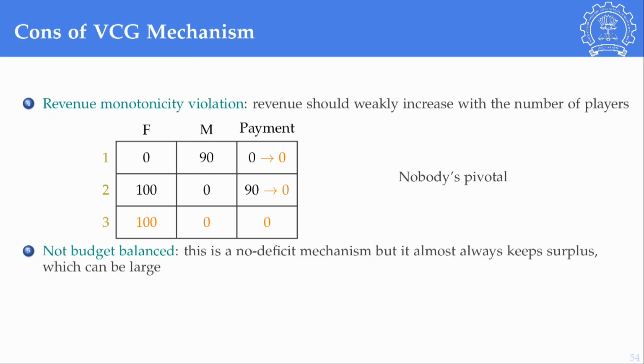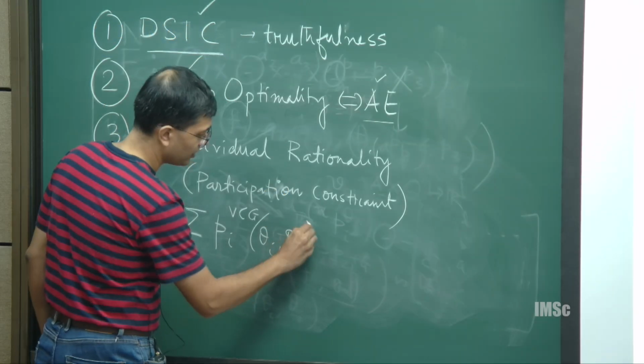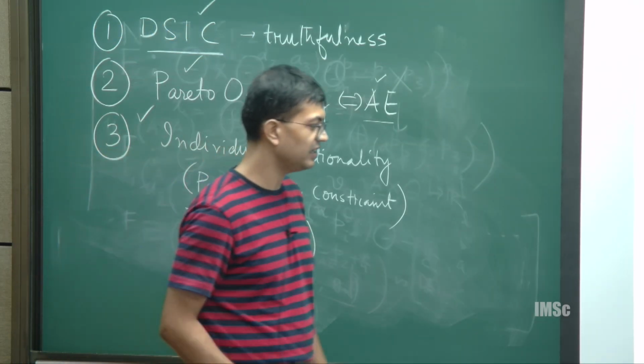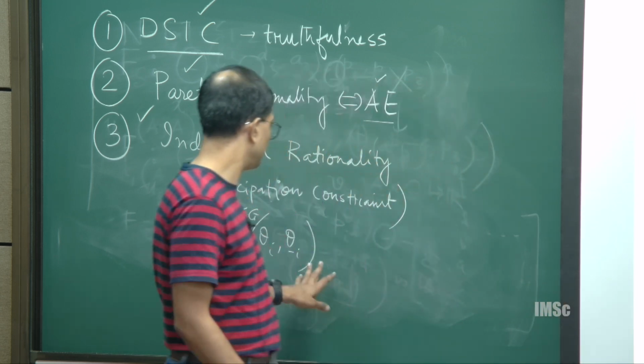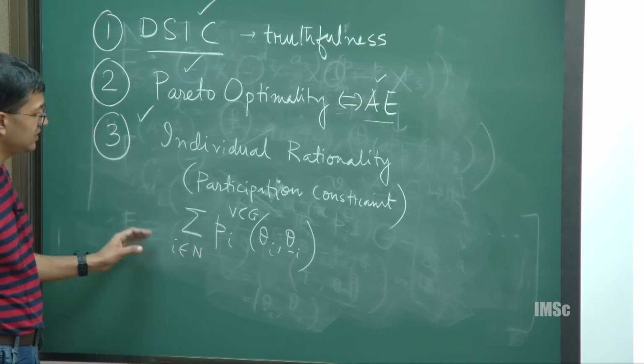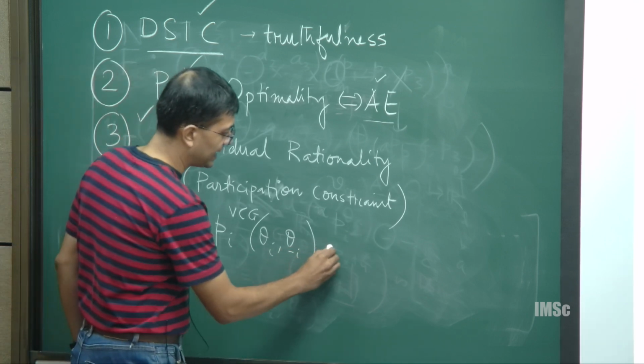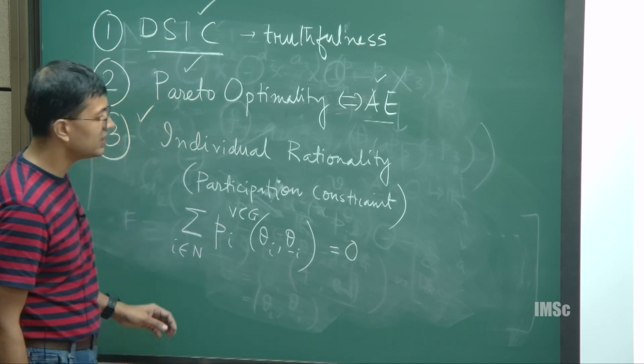Right, and so we have not discussed this property called budget balanced. You can think of the payment that we are collecting. If you look at all the VCG payments for all theta i, theta minus i, I think we have discussed in the very beginning what budget balance is, but let me just remind you. If I take the sum over all the agents and take the total payment, if this is exactly equal to 0, then it is called budget balanced.